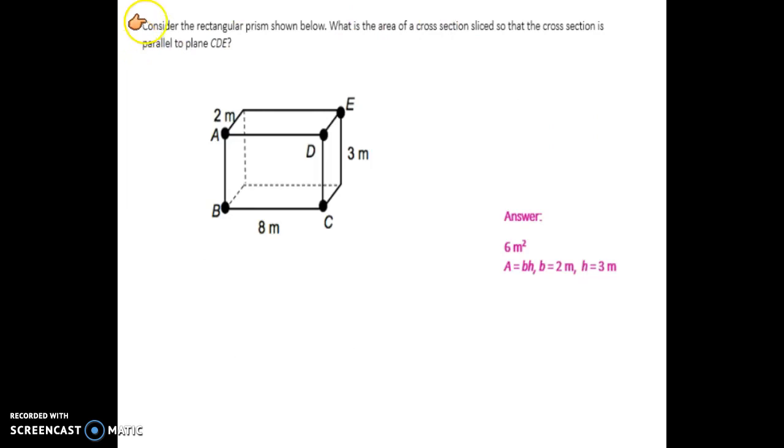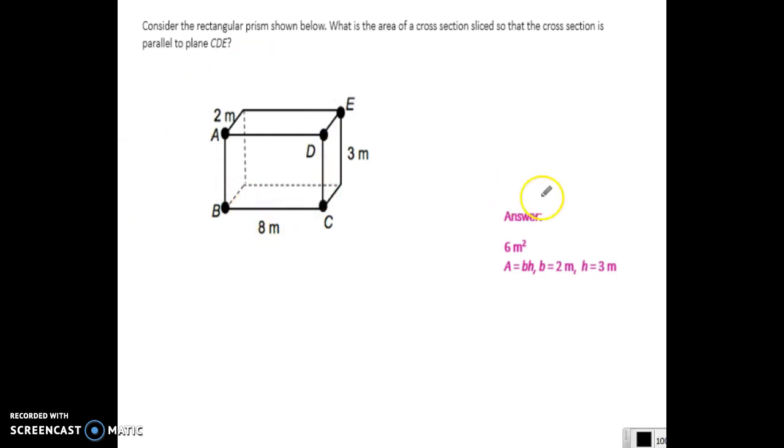Number 3 wants you to look at the rectangular prism and find the area of a cross section sliced so that the cross section is parallel to CDE. If we look at CDE, that's the edge right here. If it's going to be parallel to this, we could slice it here, here, here. Notice we're going to get the same shape as this face. We're going to get another rectangle.